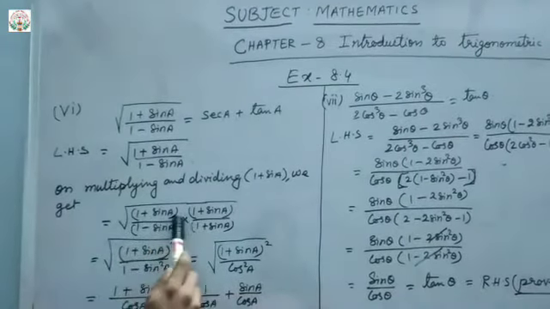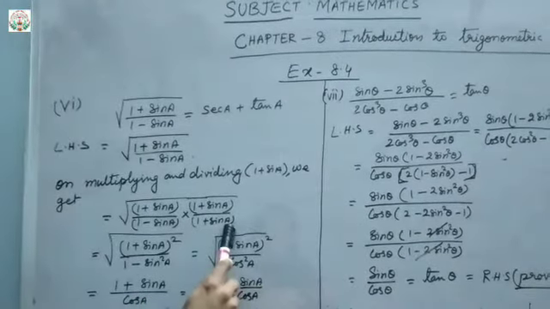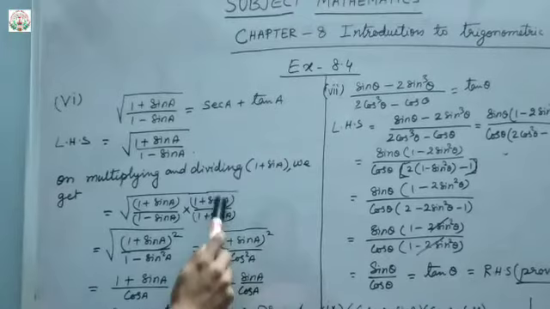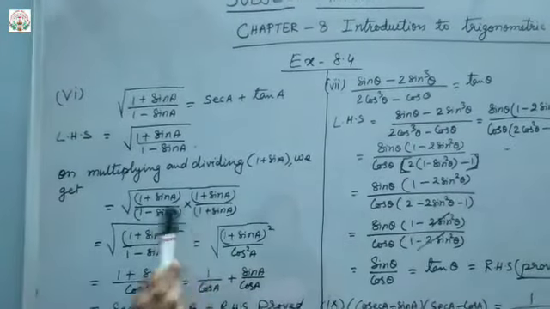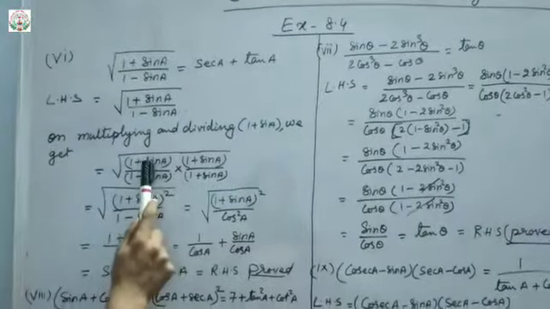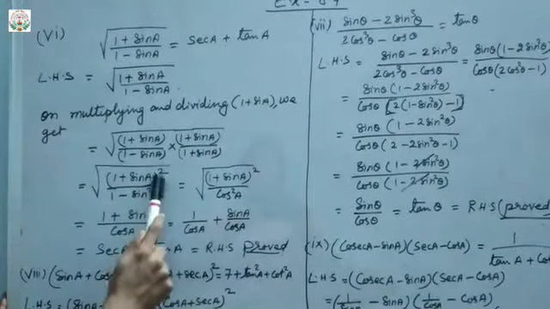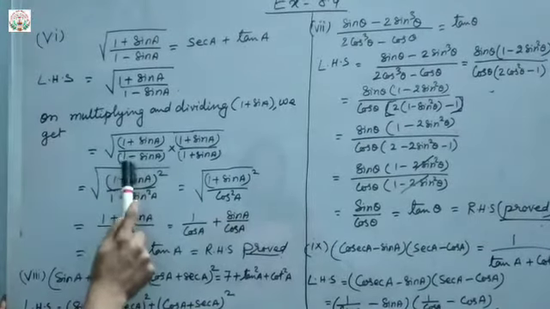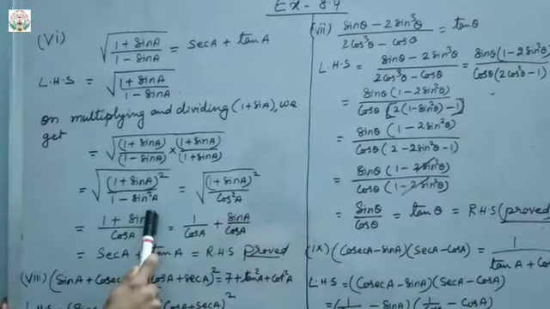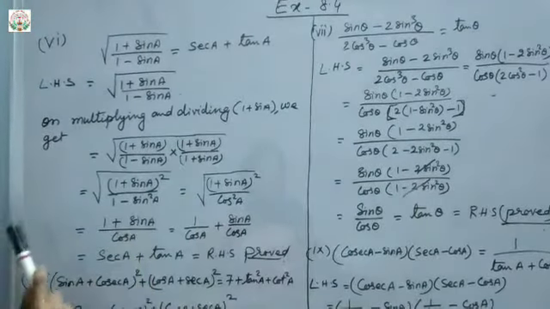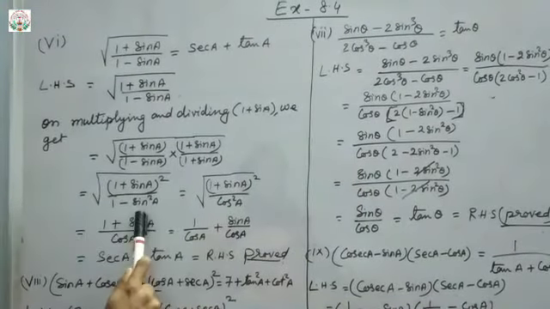Square root of (1 plus sin A upon 1 minus sin A) into (1 plus sin A upon 1 plus sin A). So both numerator and denominator we are multiplying with 1 plus sin A. Now 1 plus sin A into 1 plus sin A will give (1 plus sin A) whole square, upon 1 minus sin A into 1 plus sin A, which will be 1 minus sin square A. This is the formula A minus B into A plus B equals A square minus B square. That formula will be used.